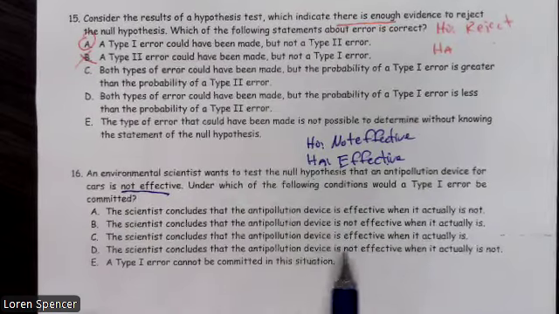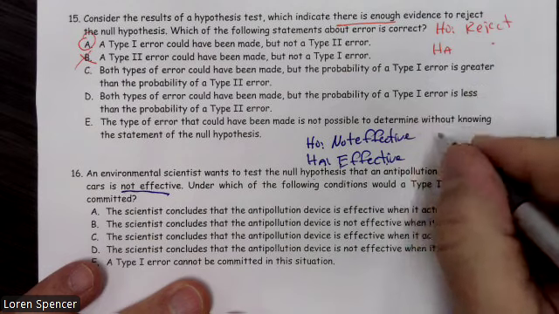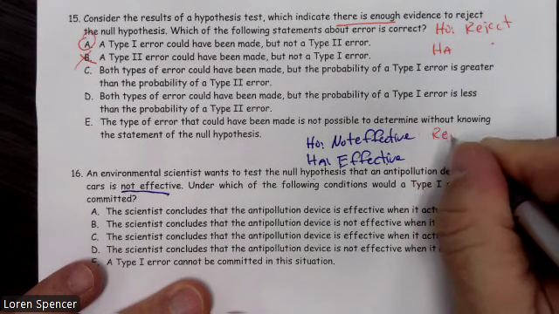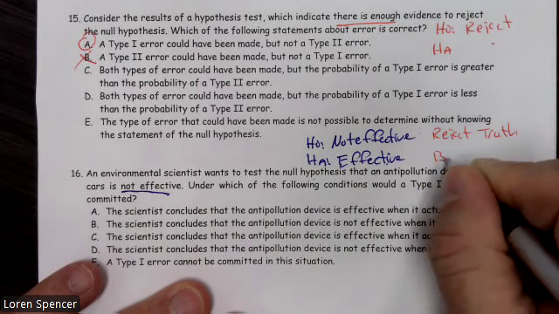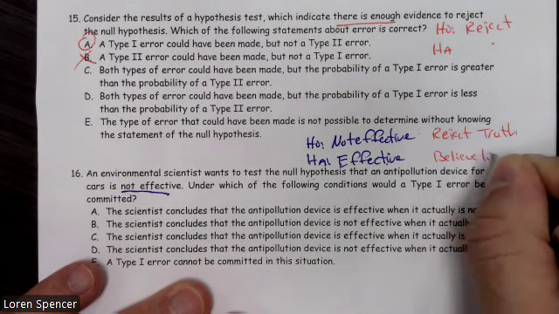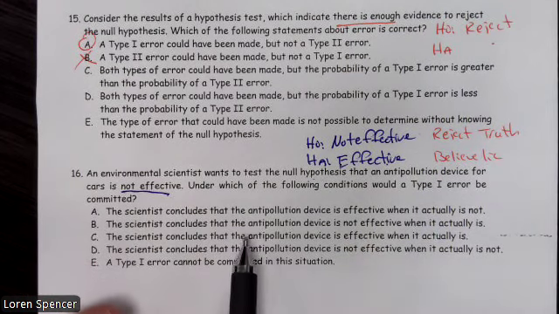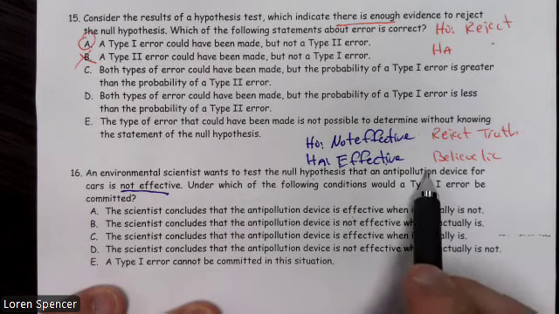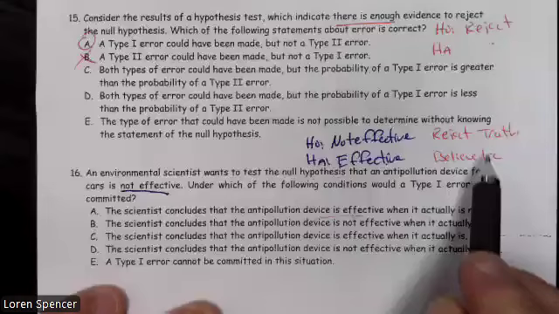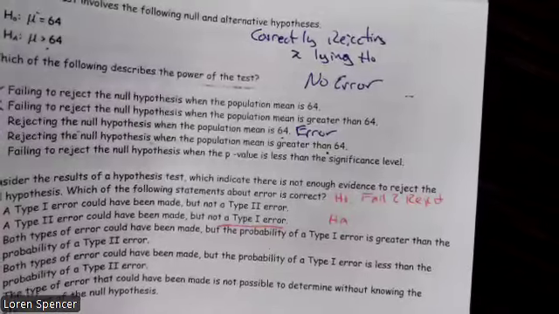So type 1: I reject this. I reject the truth and I believe the lie. So I'm rejecting this and I'm believing the lie. The scientist concludes the anti-pollution device is effective when it's not. That's it. That's number 16.